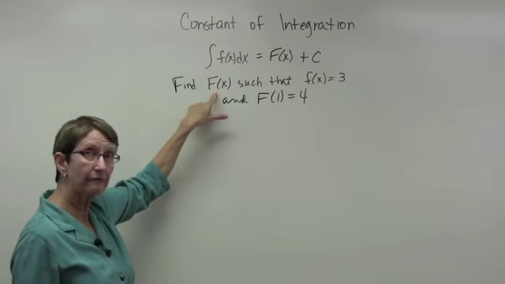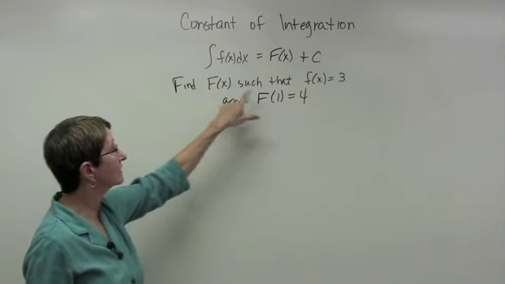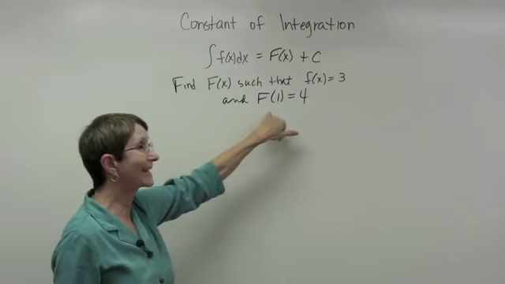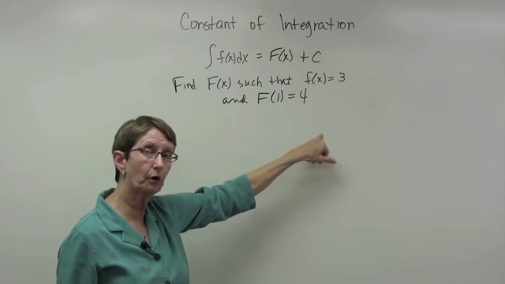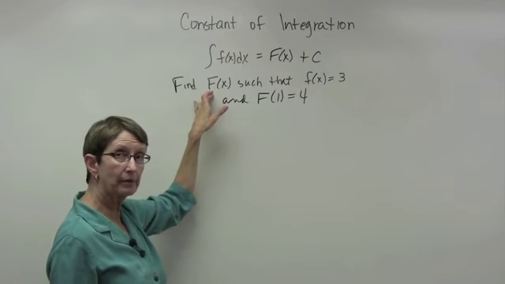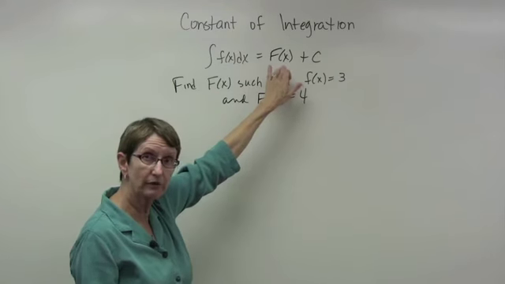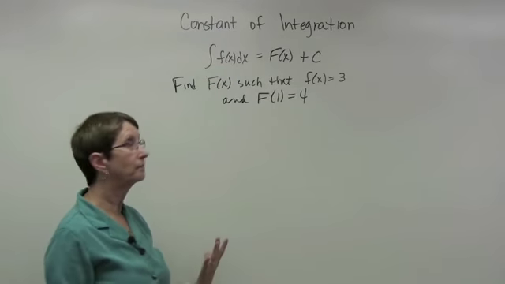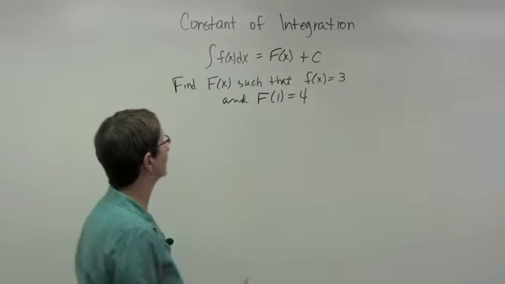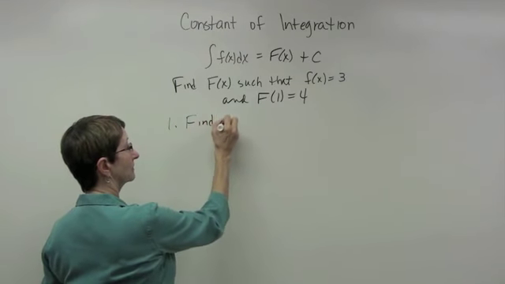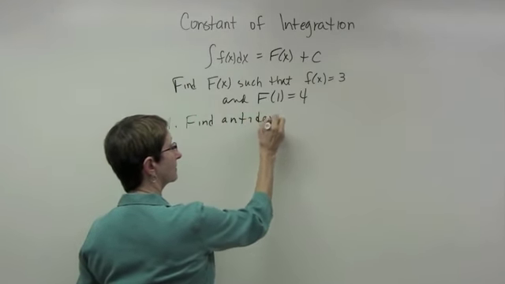We want to find F of x in this problem such that little f of x is equal to 3 and capital F of 1 is equal to 4. So it's very important that you know the difference between capital F as the antiderivative and little f as what we think of as the original function. So we need to first find the antiderivative of little f.